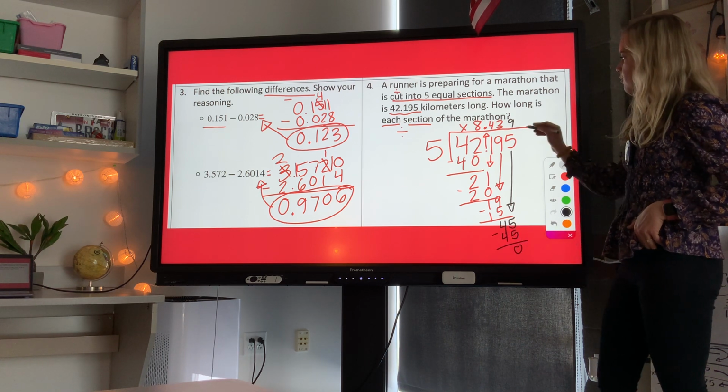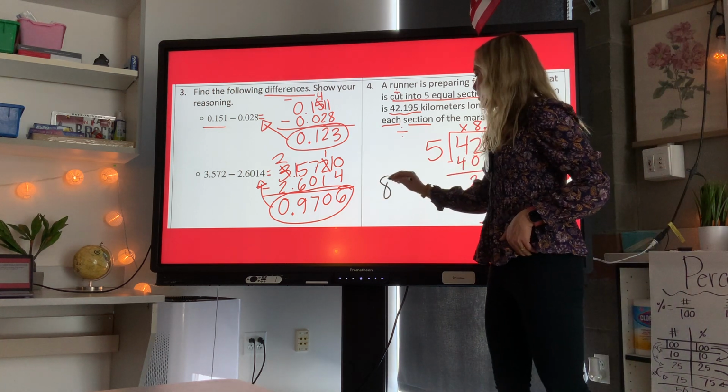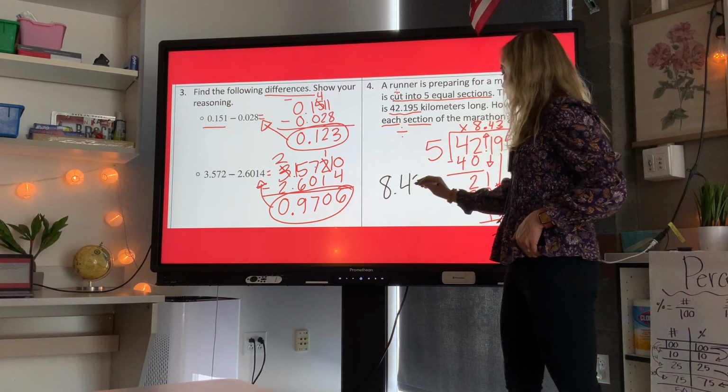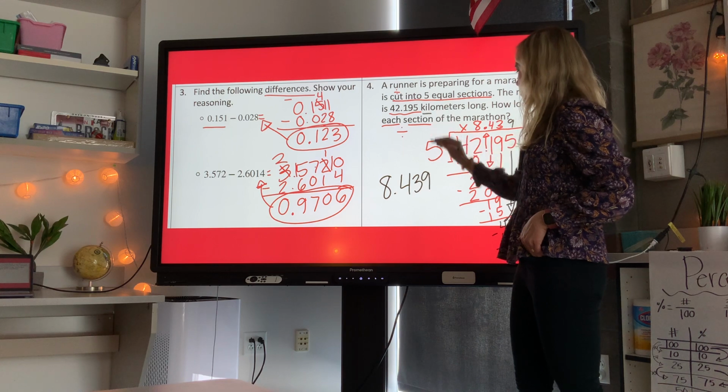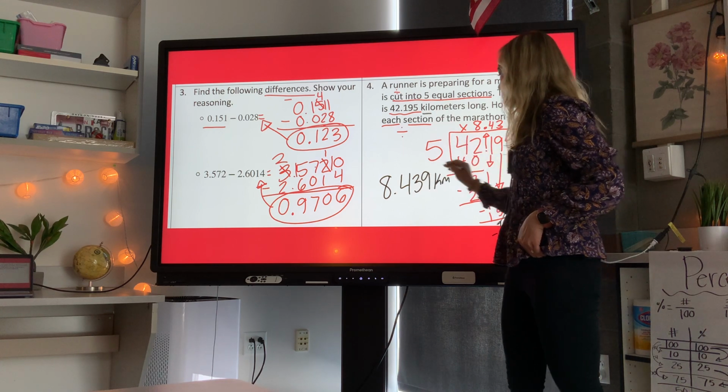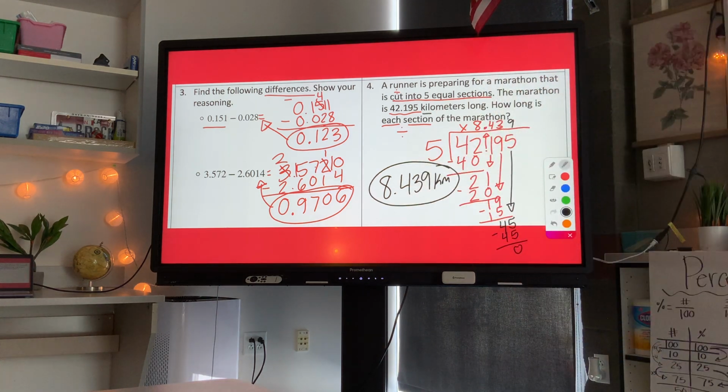Okay? So my full answer, each section of the race should be 8.439 kilometers. So km. So that's your answer. And you can always check your work to make sure you didn't mess up on the test.